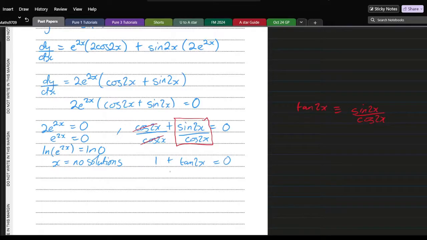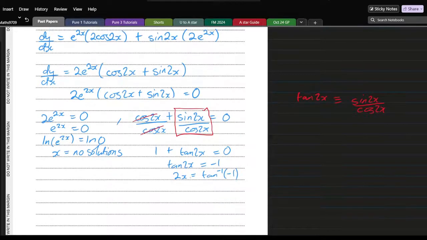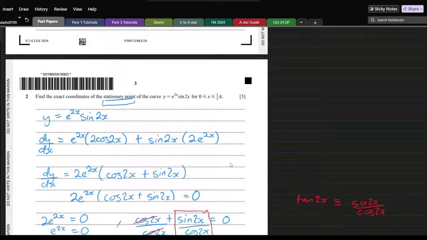So tan 2x is equal to negative 1. So 2x is equal to arctan of negative 1. Let's punch this into our calculator: arctan of negative 1. That gives us negative a quarter pi. If we divide that by 2, it will still be negative and it won't fit within our interval.